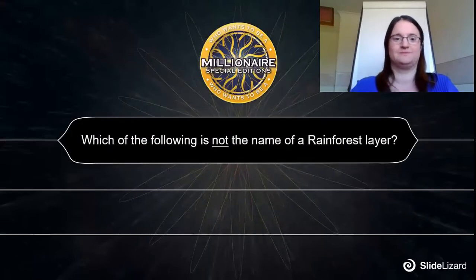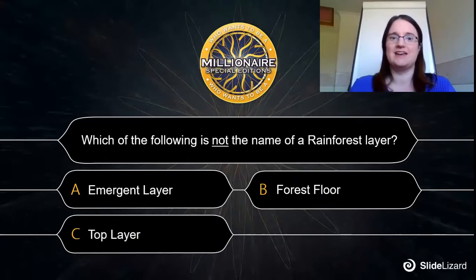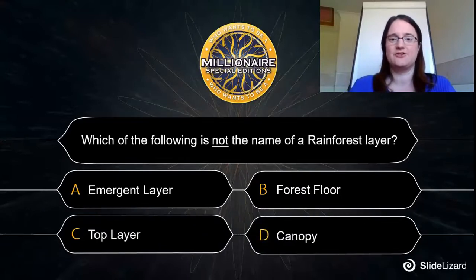Question. Which of the following is not the name of a rainforest layer? Is it A, emergent layer, B, forest floor, C, top layer, or D, canopy? Which of the following is not the name of a rainforest layer? Record your letter now.